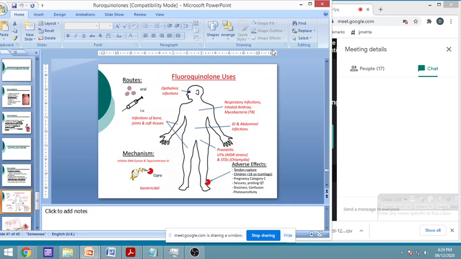Their mechanism we have already seen. It inhibits DNA gyrase and topoisomerase 4, and because of that it has a bactericidal effect. The very common adverse effects of this drug are tendon rupture, and effects on cartilage or bone development in persons below 18 years of age, and therefore it is not given during pregnancy.